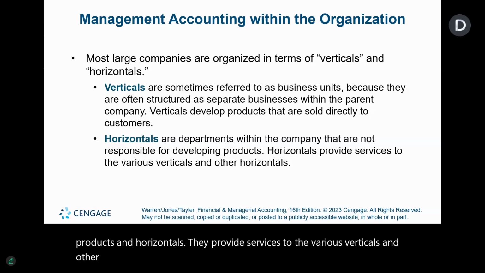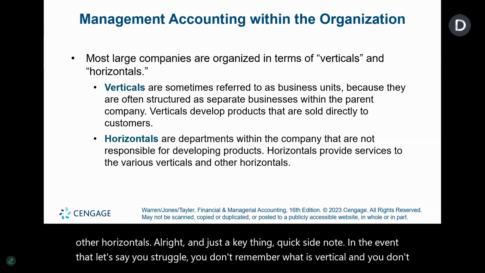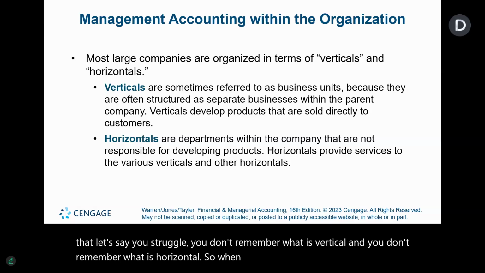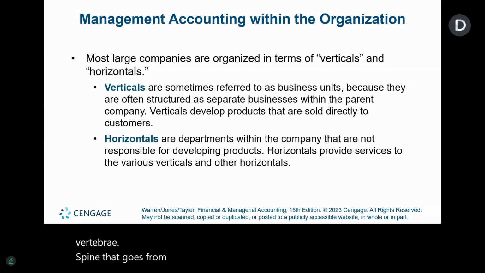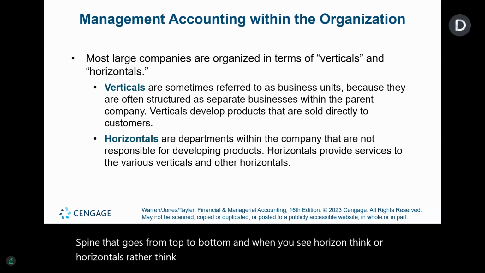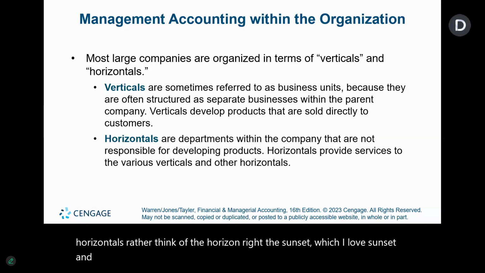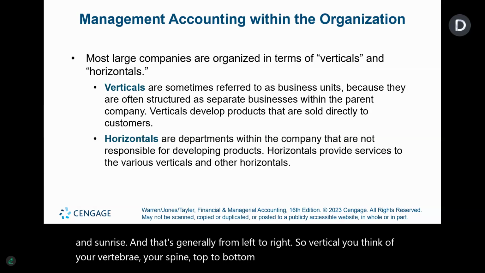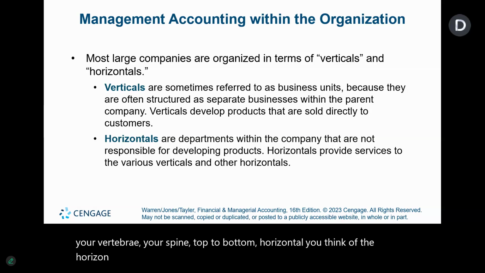All right. And just a quick side note, in the event that you struggle to remember what is vertical and what is horizontal: when you see vertical, think of your vertebrae, our spine that goes from top to bottom. And when you see horizontals, think of the horizon, the sunset, which I love, sunset and sunrise. That's generally from left to right. So vertical, you think of your vertebrae, your spine, top to bottom. Horizontal, you think of the horizon from left to right.